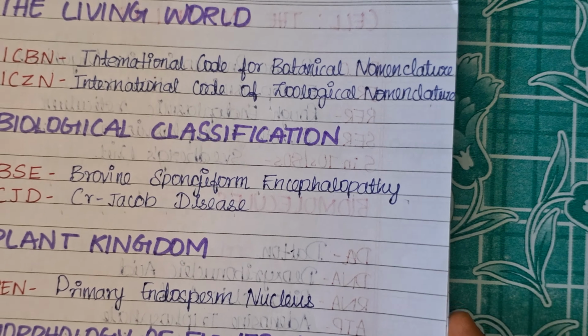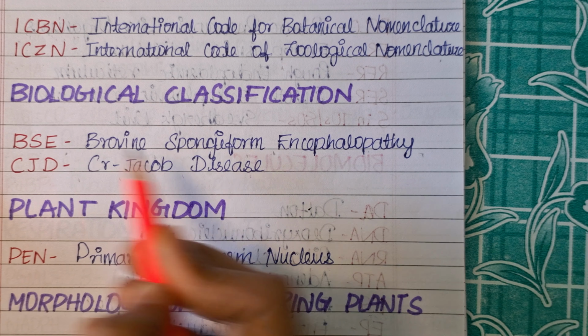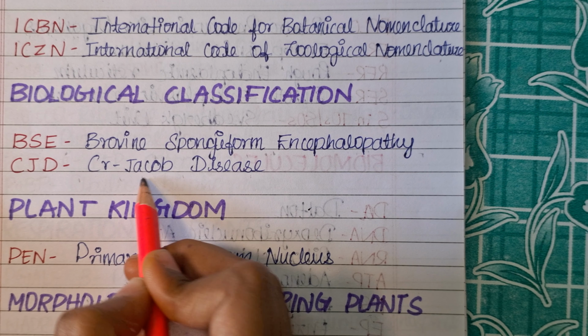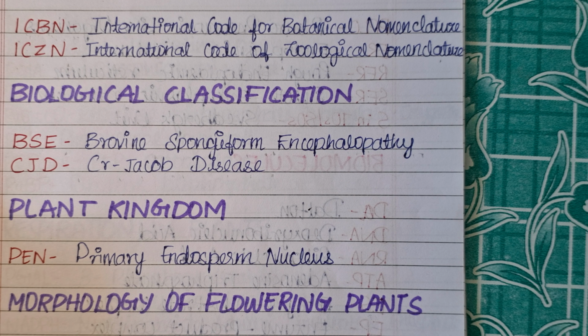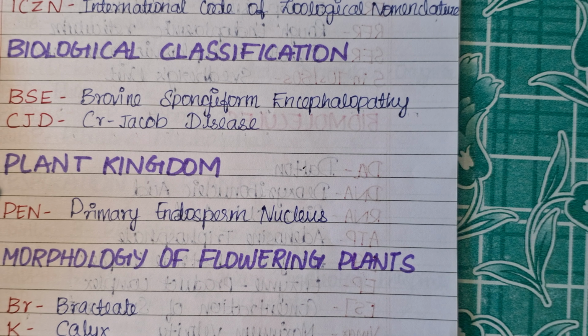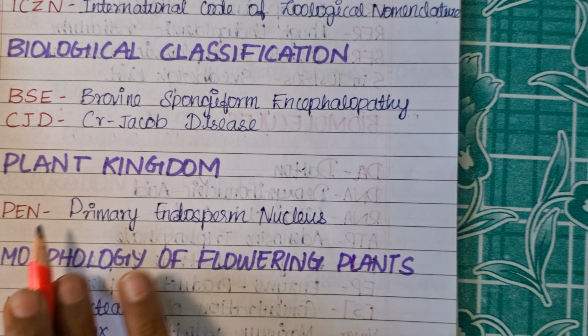Now the next one, biological classification. BSE, bovine spongiform encephalopathy. CJD, Creutzfeldt-Jakob disease. Can someone tell me what causes these diseases? If you have completed this chapter, you need to answer it, because there are very few days left for your NEET, right? Whether it is from virus, bacteria, prions, viroids, whatever it is, comment down. Okay, now plant kingdom, PEN, primary endosperm nucleus.